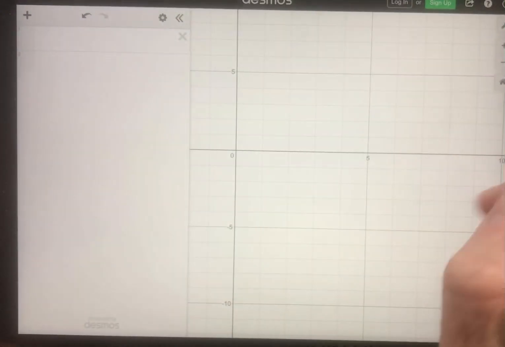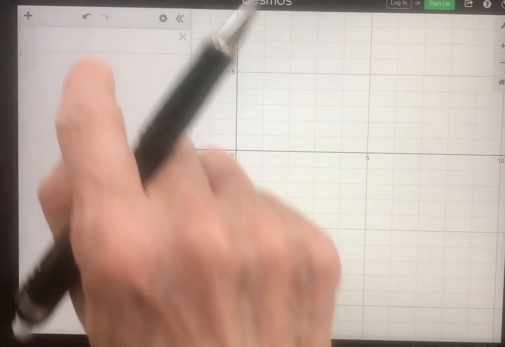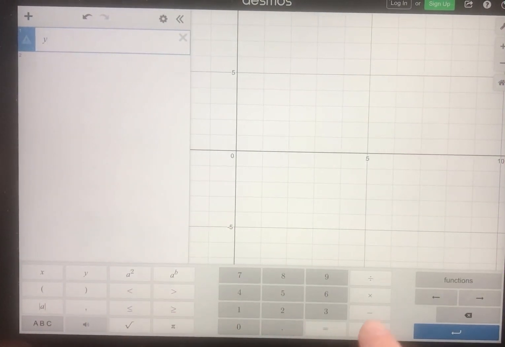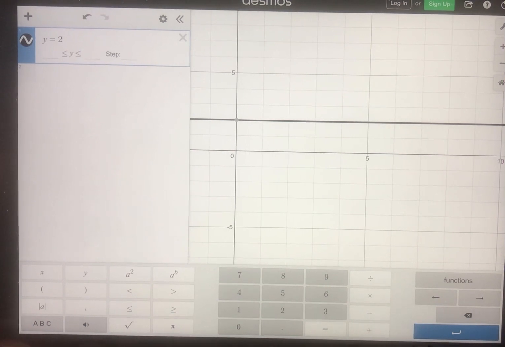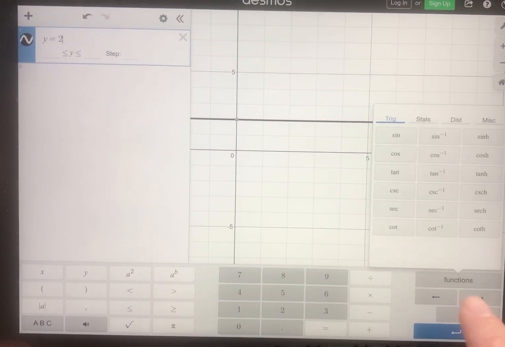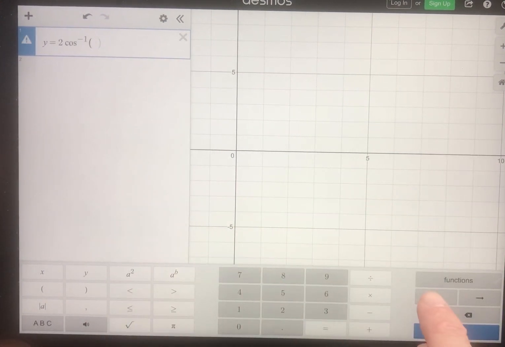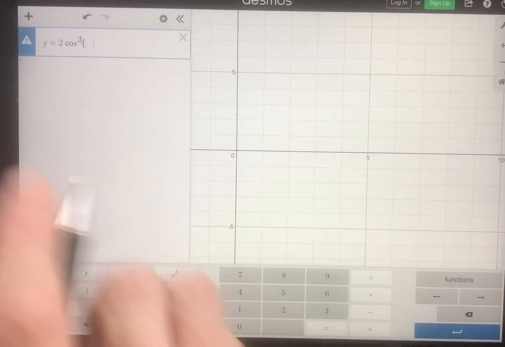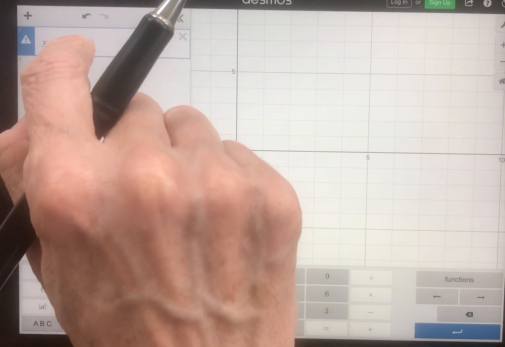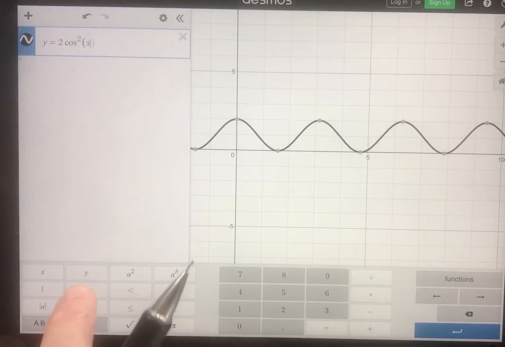All right, again, I'm already in radian mode. Left side, y is equal to 2. Okay, cosine squared. I like to go to the functions, and I like to choose cosine of negative 1, and then I back it out, and I delete the negative 1, and I put a 2 in there. That's just one way to do it. As opposed to the inverse cosine, I just take out the inverse, and it already has the exponent. So this is cosine squared of x. Let's close that parenthesis.